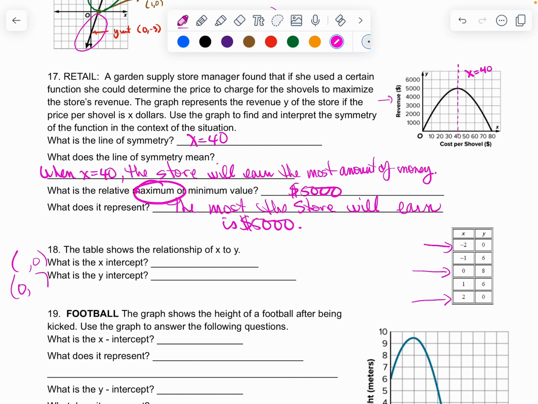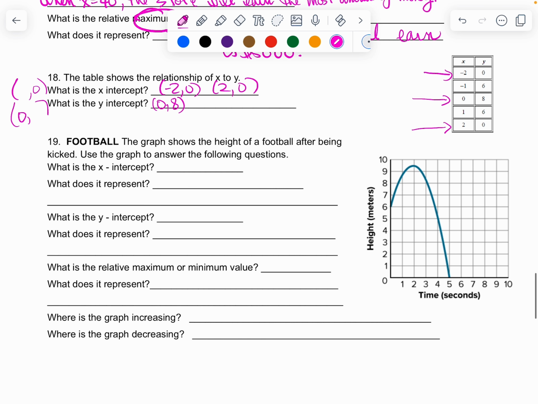So this first one, -2, really? I totally put it on the wrong one even after saying it. -2, 0 would go there. 0, 8 would go here. And 2, 0 would go here. And that's a quadratic, by the way.